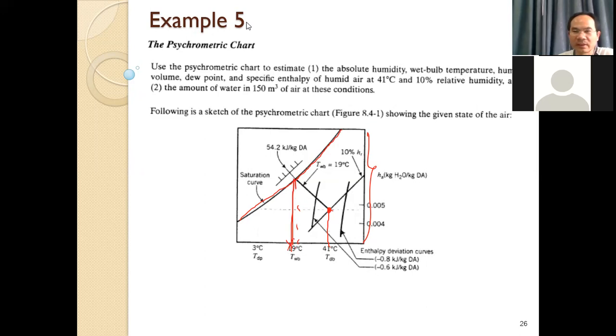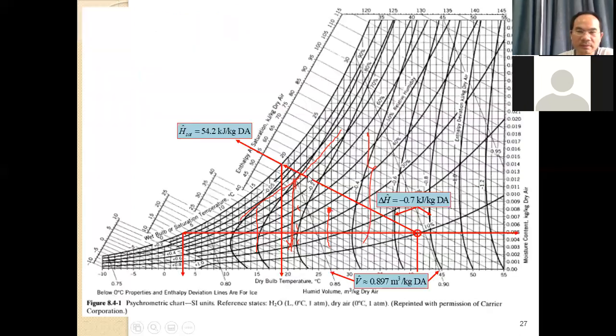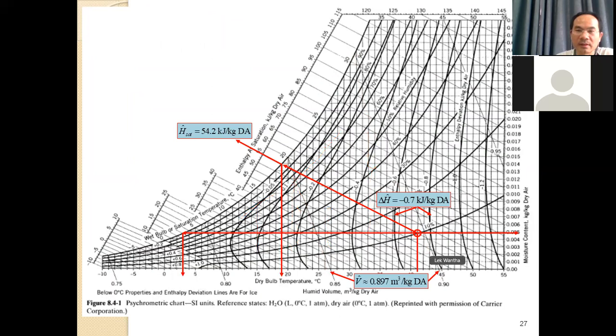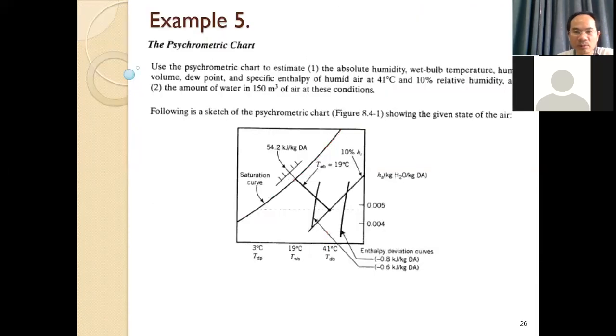And also determine the humid volume. I will show you in the next slide. Okay, this line is for the volume, humid volume. And dew point. The dew point should be a parallel line. So this is the dew point.